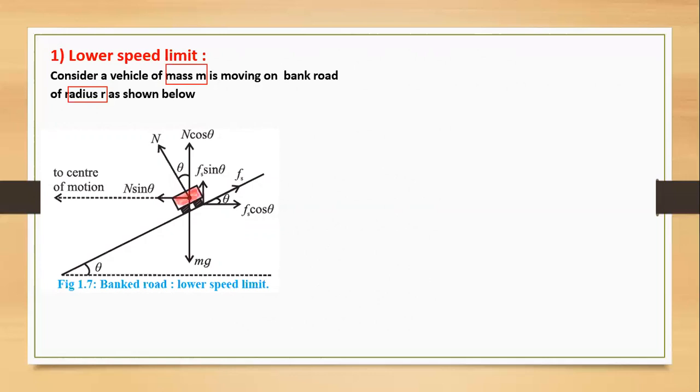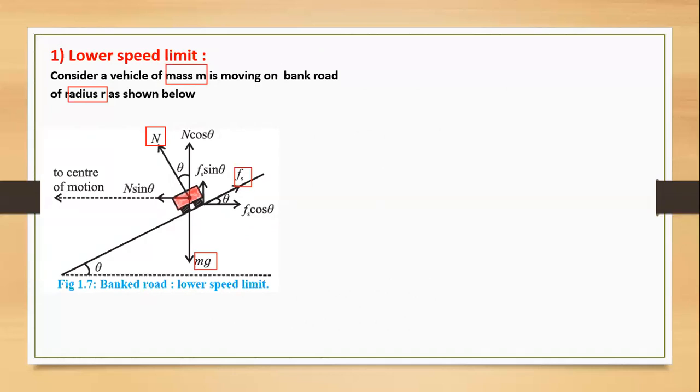Through the center of gravity, forces are acting. You can see the forces I told you about. The first force is weight, the second force is normal reaction, and the third force is frictional force, the friction between the tire and the road. So here, we are obtaining the lower speed limit.